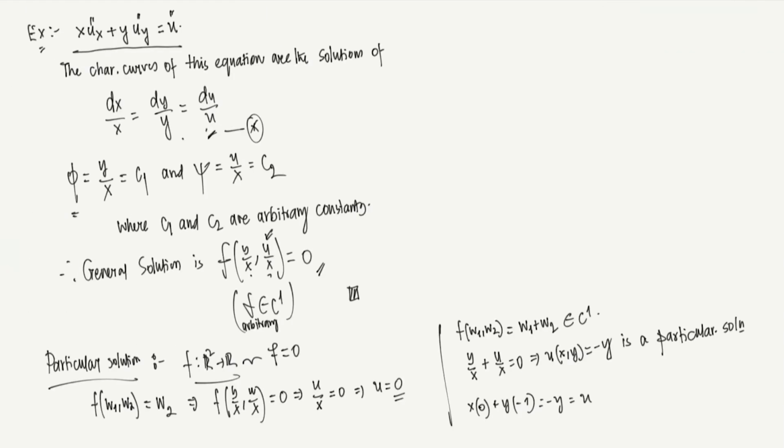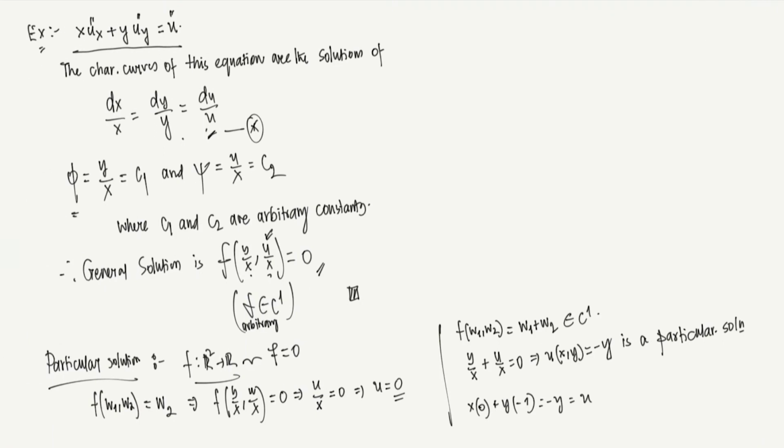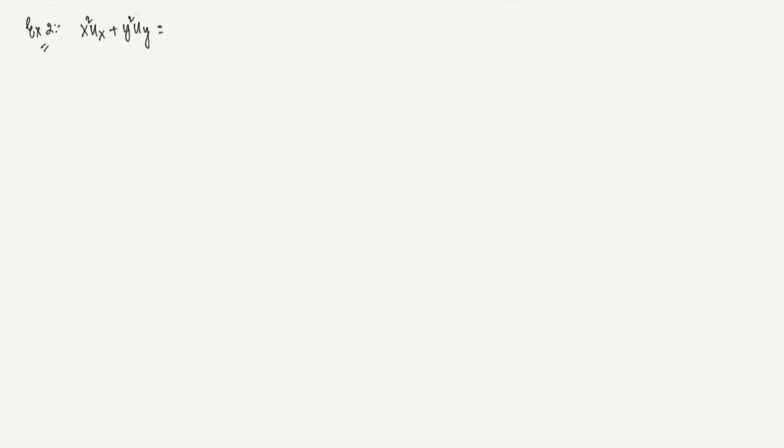Let's say you have this equation x ux plus y uy. We are just starting out with very simple problems so that we do not get confused here. Let's say, maybe x square ux plus y square uy equals (x plus y) times u. This is the problem we already did, right? Let's look at this problem.